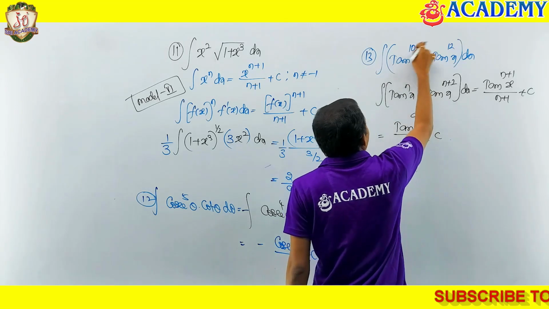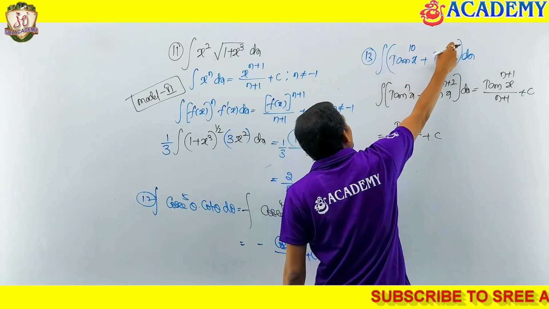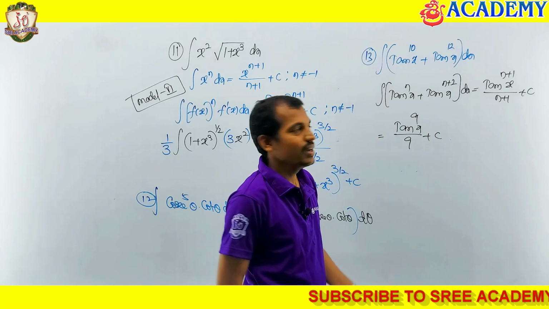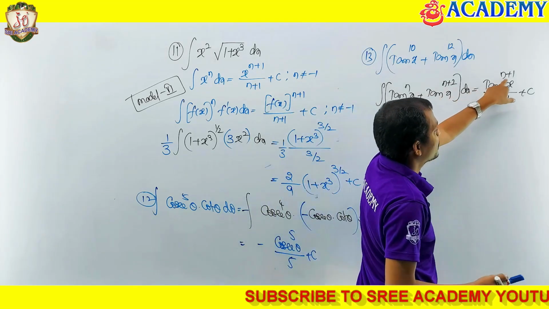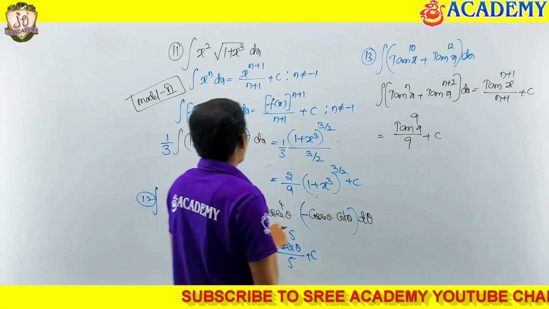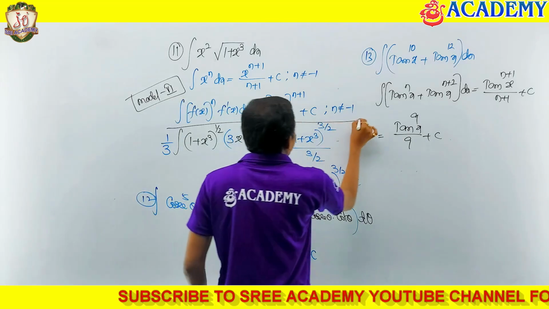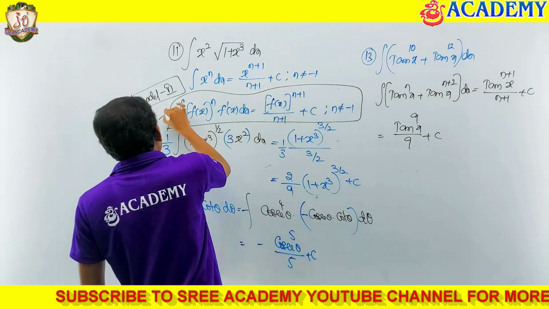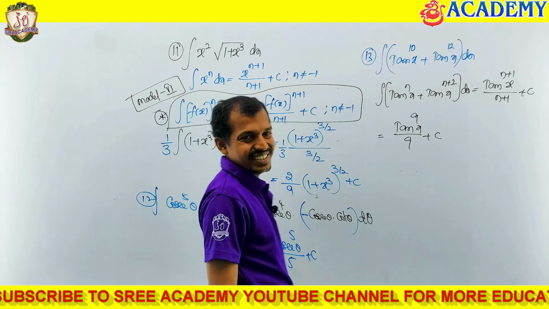In between 10 and 12 is 9. For suppose if 2 and 4 come here, then in the middle 3 comes. That is, between n and n plus 2 is n plus 1. To represent the same formula I am writing, right? If you know this formula, it is very important. By using this one only, it is also asked in ECET, directly in ECET.